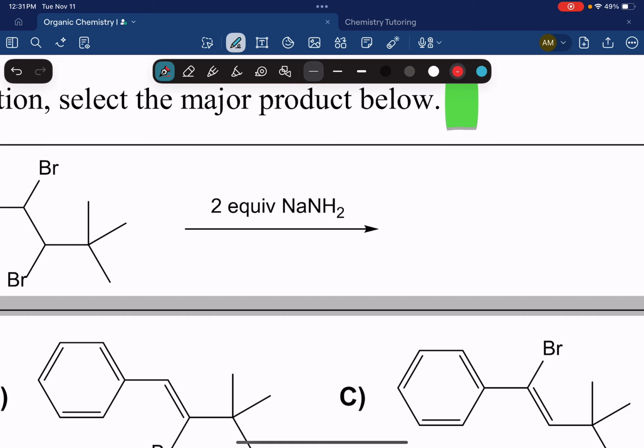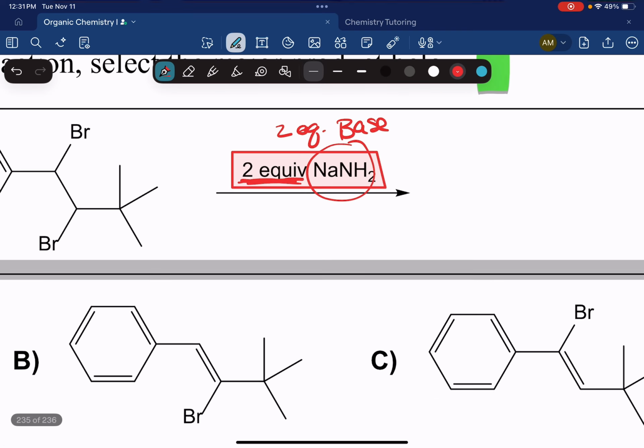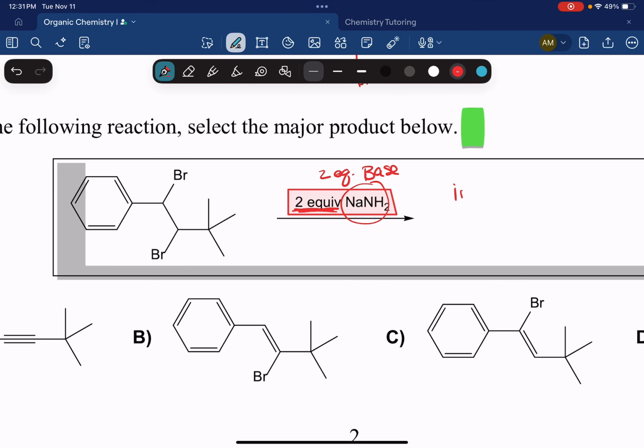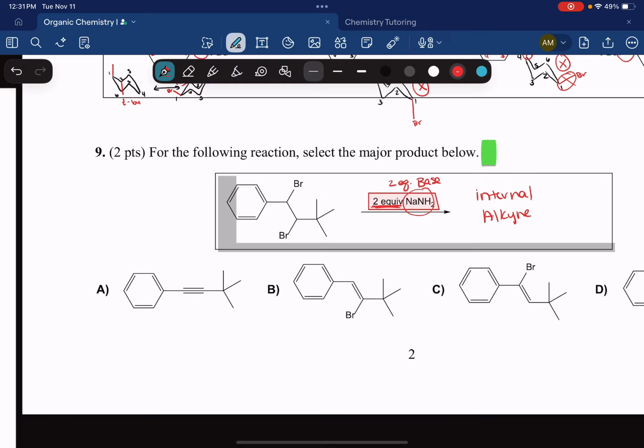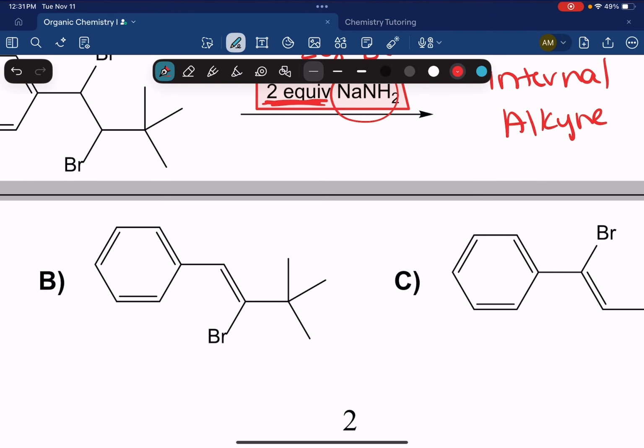All right, cool. What did we say about this? We got 2 equivalents of base. What are we creating? Because this is a base, right? What are we creating? An internal alkyne.